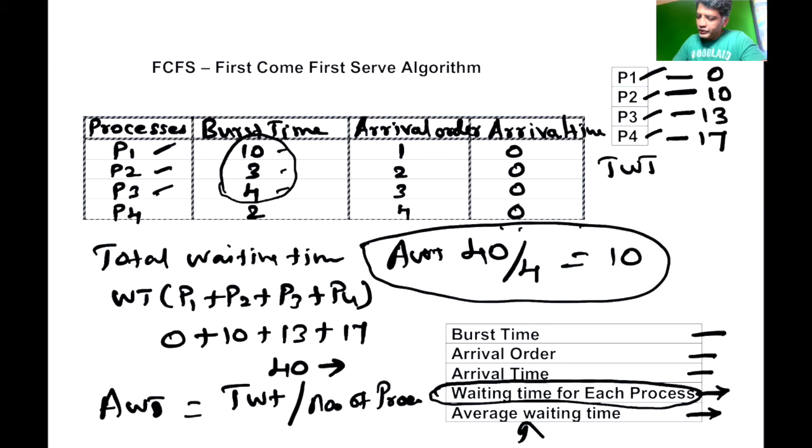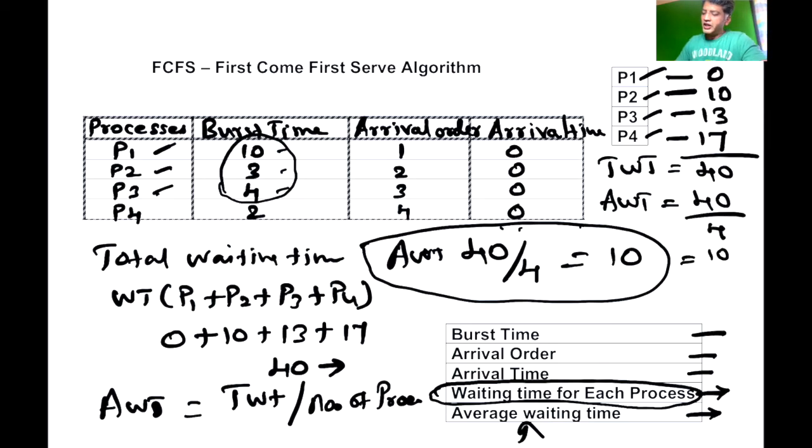Then you need to calculate the total waiting time. Here you add all of them, that is 40. Then you calculate the average waiting time: 40 is the total waiting time and the number of processes is 4, so your average waiting time is 10. This is how you can calculate the average waiting time in the first come first serve algorithm.